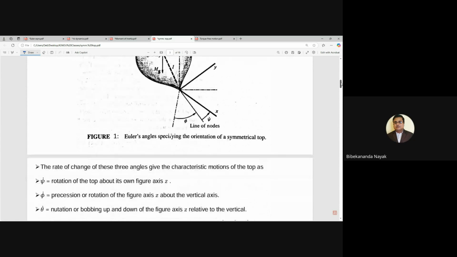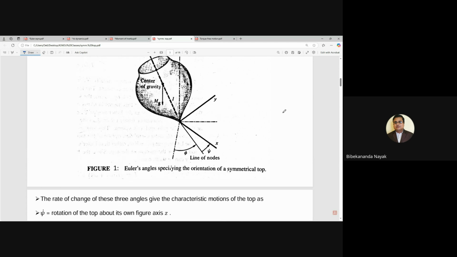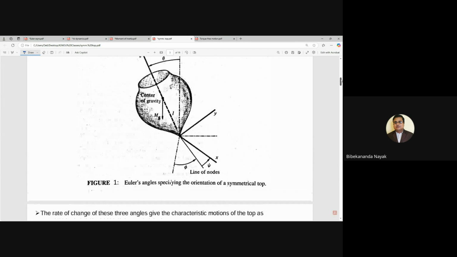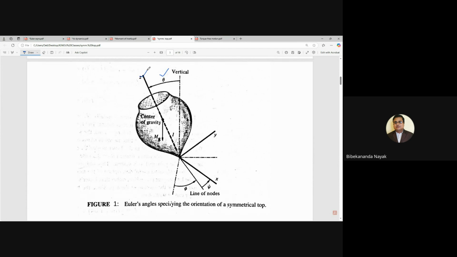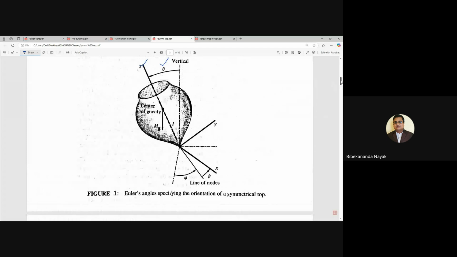So three motions. Similarly, psi dot is the rotation of the top about its own figure axis, like z. Psi is rotation around this body z axis. The last rotation is about the body z axis. So psi dot means its variation, the rotation of the top about its own figure axis. Figure axis means the axis shown in the figure.